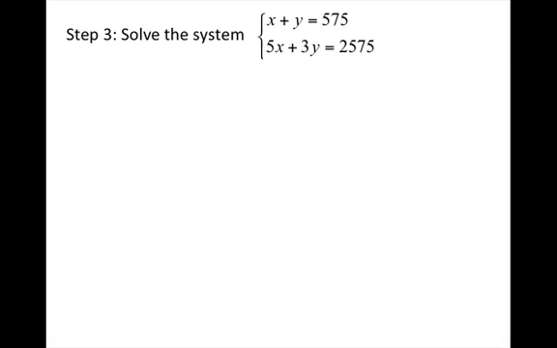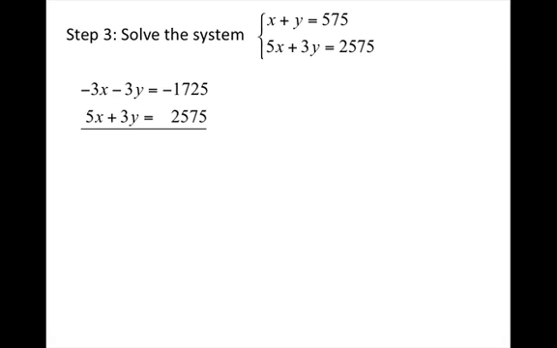So if my second y has a positive 3 for a coefficient, I want the y in my first equation to have a negative 3 for the coefficient. So multiply your first equation by a negative 3. If I multiply by a negative 3, I have negative 3x minus 3y equals negative 1,725. Then rewrite your second equation, which is 5x plus 3y equals 2,575.